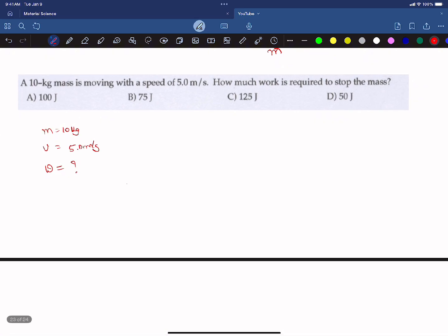For that, first we need to find kinetic energy of the object, which is half mv square. This is the equation of kinetic energy, and let's put our value. So half times mass times velocity square, it will give you 125 joule.